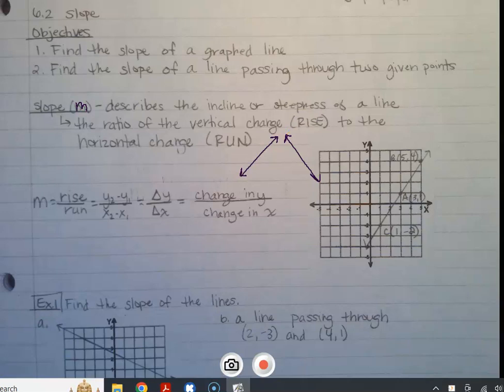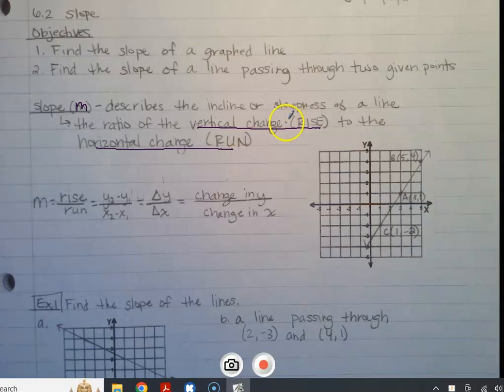But slope then is the ratio of the vertical change, which is the rise. So vertical change we call rise, to the horizontal change, which is the run. What is vertical? Up and down or side to side? Up and down. Okay, so I'm just going to draw little arrows in there. So what's horizontal? Side to side. Okay, so we have our side to side.